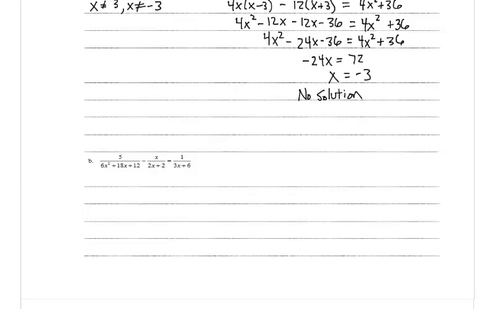In the second example, we have 5 divided by 6x squared plus 18x plus 12 minus x divided by 2x plus 6 is equal to 1 over 3x plus 6. So the first thing we're going to do is factor our denominators. So we have 5 divided by, and we can factor a 6 out, so we can rewrite 6x squared plus 18x plus 12 as 6 times x squared plus 3x plus 2.